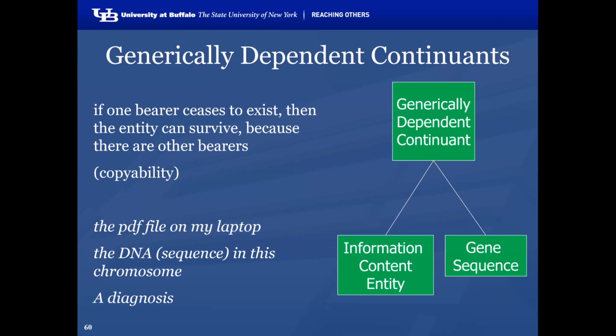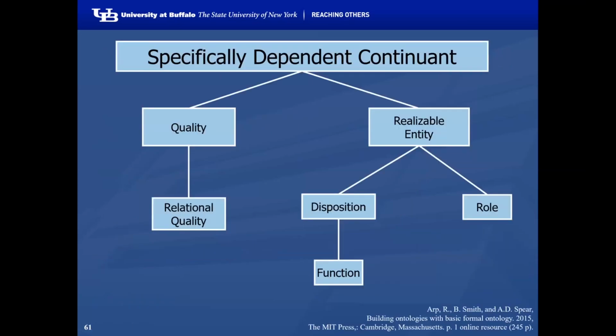So you have the slide set that is on my laptop here, the set that is on the web page, and the set which is on your laptop. Well, I didn't write three slide sets. And if there are 40 of you, I don't know how big the audience is here, and you all copy them, I didn't make 40 slide sets, right? So the slide set itself is a generically dependent continuant. Information content entities are the most typical case. For instance, also gene sequences are generically dependent continuants, because you find those same kinds of things in different kinds of entities.